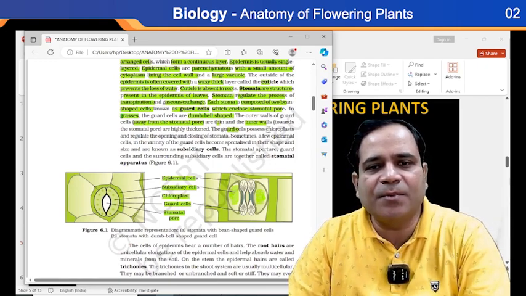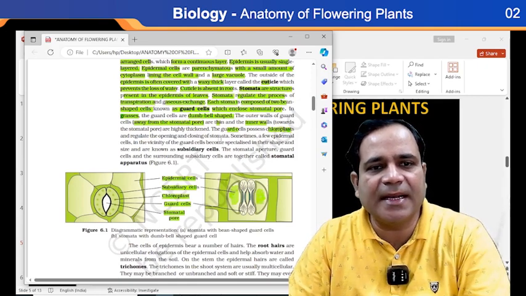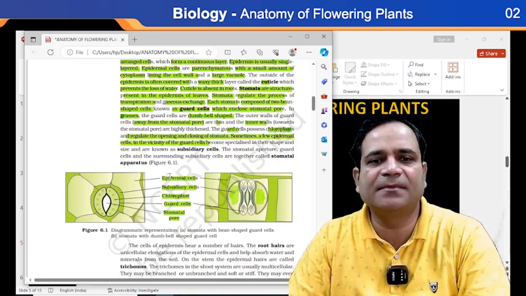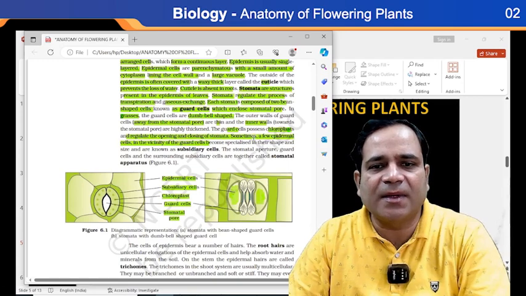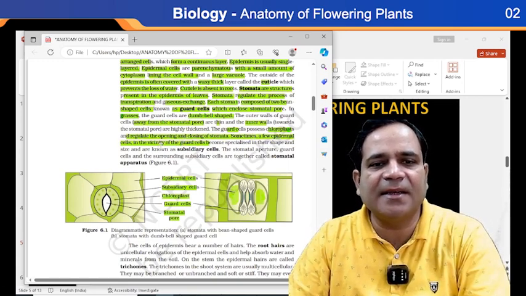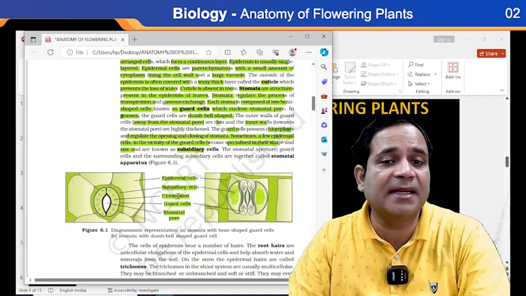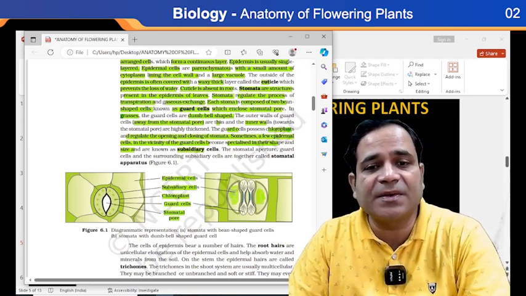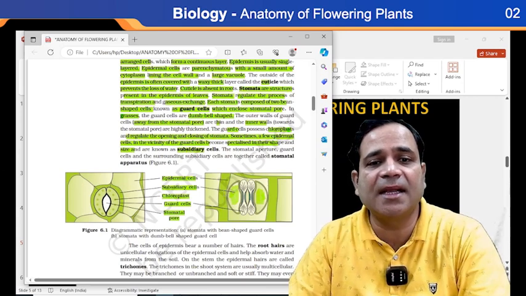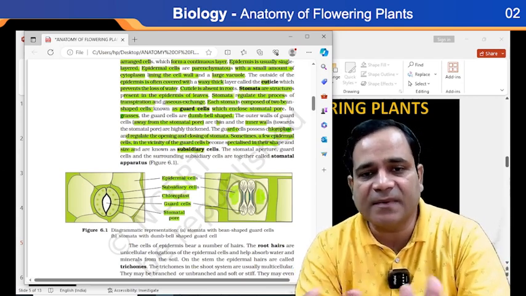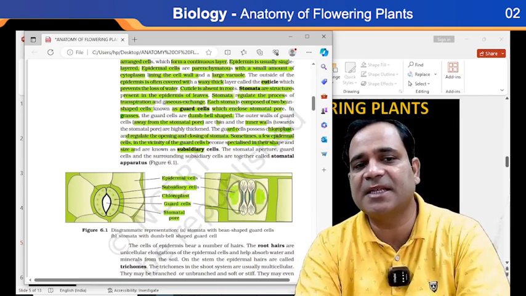And the guard cell possesses what? Chloroplast. Very good. And it regulates the opening and closing of stomata. Yes. Definitely. Some few epidermal cells in the vicinity of the guard cells become specialized in their shape and size, known as what? Subsidiary cell. Why is this one a subsidiary cell? Because in the vicinity of the guard cells, this vicinity makes them specialized in shape and size, my dear.